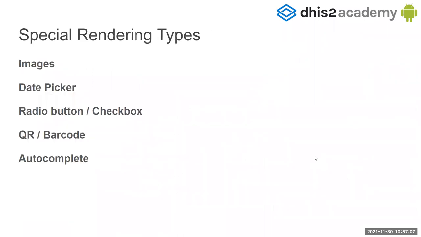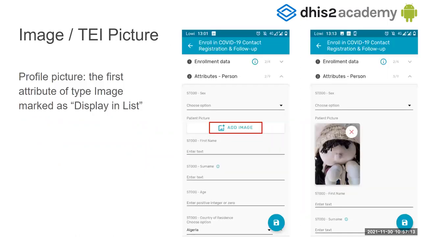Moving now to the rendering types, we do have 5 different rendering types. Going by them one by one, we do render images, and that's nothing special more than using the image type when you configure an image value type, either a data element or an attribute. Now, the tricky part is if you want the image to be the profile picture of a tracked entity instance, the image that the Android app renders as profile picture is the first attribute of the tracked entity type or program attribute, the first one that is marked as display in list. We will see this in the configuration later.